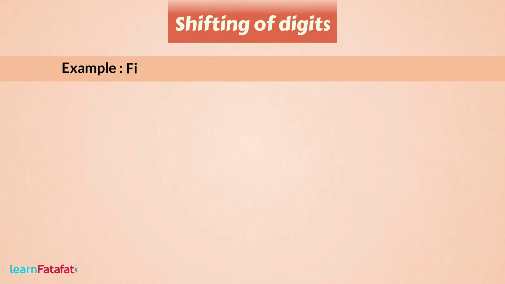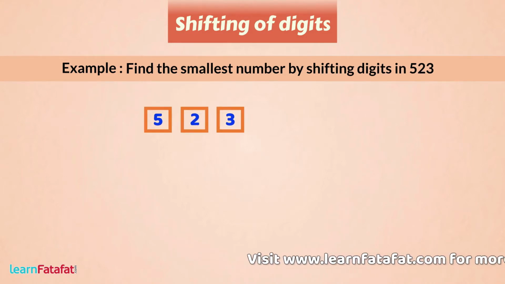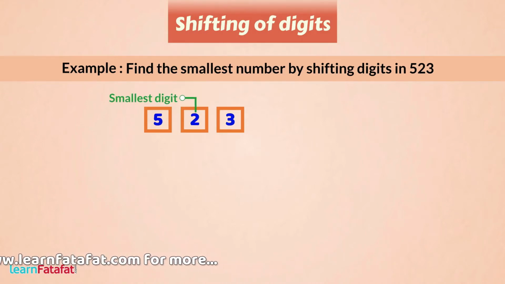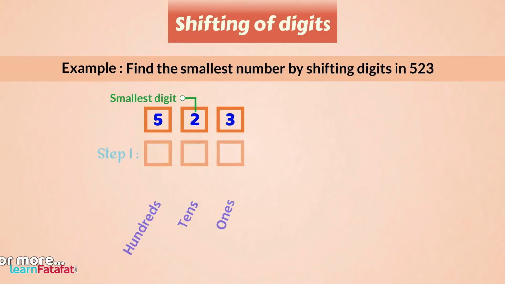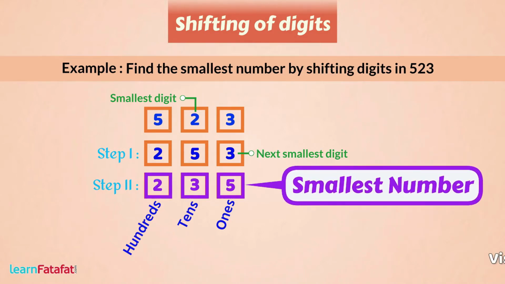Shifting of digits. Example: find the smallest number by shifting digits in 523. We can form a 3-digit smallest number from the given number. 2 is the smallest digit in the given number. So, shift it to the hundreds place and shift 5 to the tens place. The next smallest digit is 3. It should be at the tens place. So, shift 3 to the tens place and 5 to the units place. The number 235 is the smallest number.